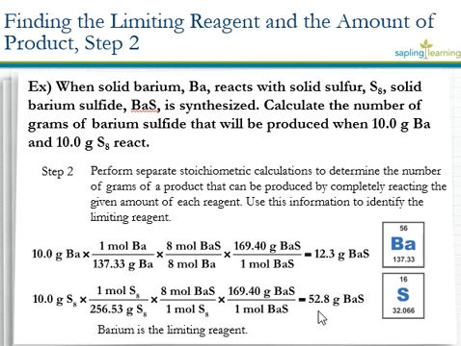The limiting reagent is the one that would produce the least amount. Right? It limits the amount of product that you can make. We would run out of this before we could ever use all of the sulfur available. So by looking at just these 2 numbers, we can decide barium is the limiting reagent and sulfur is present in excess. We have extra, some that we're not using.